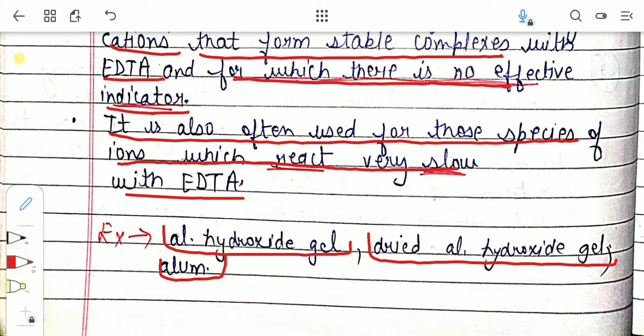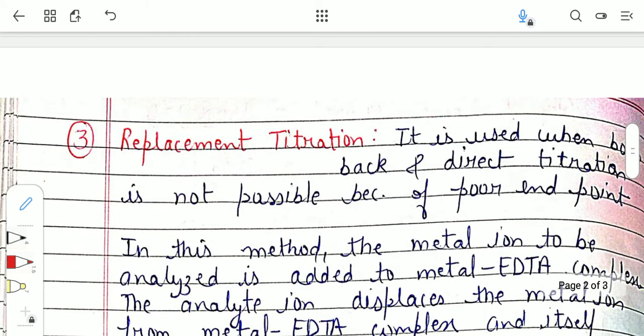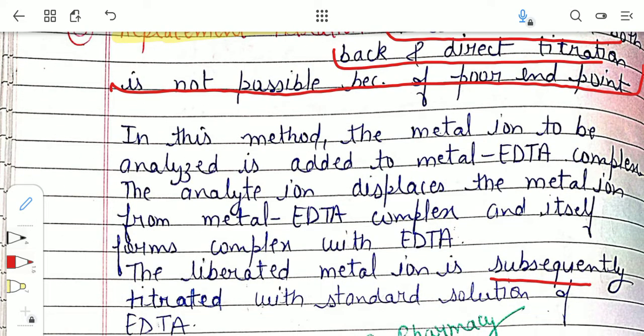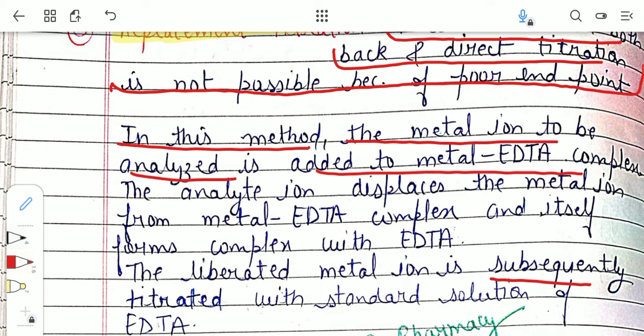Now let us talk about the third type of complexometric titration, and that is the replacement titration. It is used when both the back and the direct titration are not possible because of a poor endpoint. In this method the metal ion to be analyzed is added to a metal EDTA complex. This metal ion which is to be analyzed is different from the metal ion which is already in the metal EDTA complex.